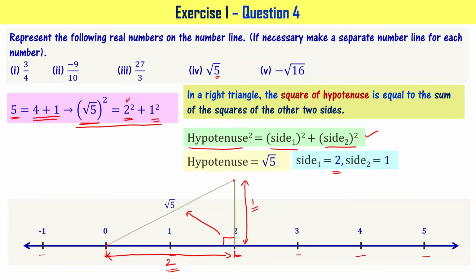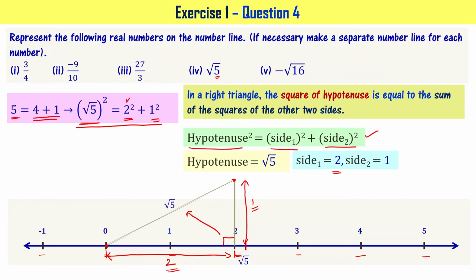Got it? Now we have marked root 5 in this figure, but we have not marked root 5 on the number line, right? So to do that, what I'm going to do is draw a circle with center at 0 and radius as the hypotenuse. When I draw that circle, it cuts the number line at this particular point, right? Let me mark that point. That point is root 5. Got it? So now we have represented root 5 on the number line.